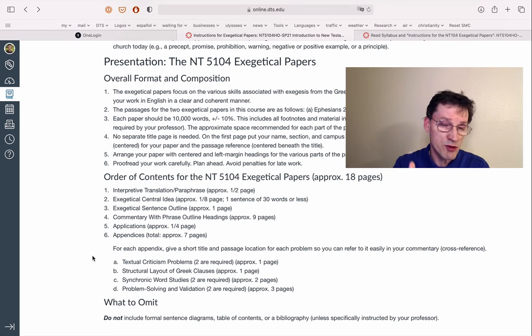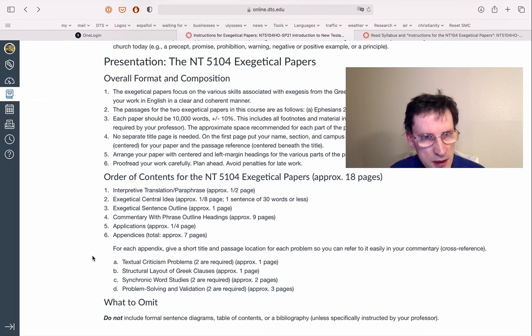Maybe put your email address there as well, but I've found that Canvas is pretty good about keeping you and your paper connected. So about 10,000 words or so, plus or minus 10%, is about what we're looking at here.